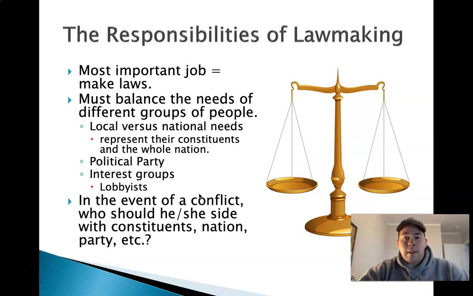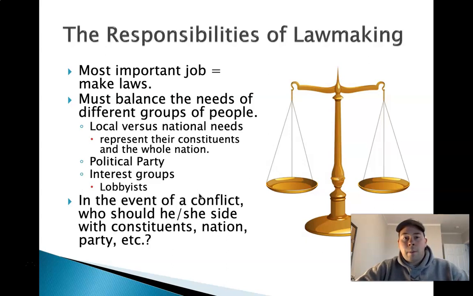At the federal level, that's Congress. Congress makes laws for the country. At the state level, that's the General Assembly. We have representatives and senators that go to Frankfort and make laws for us. That is their job. When they're making laws, they do have to balance the needs of lots of different people. First and foremost, they have to balance the needs of the nation versus their local interests.